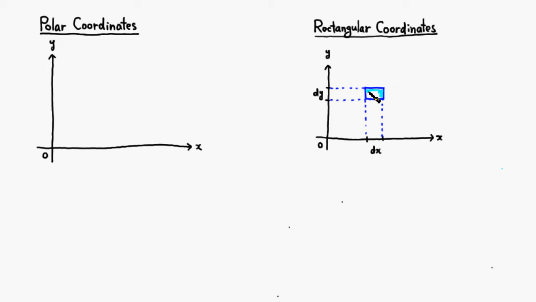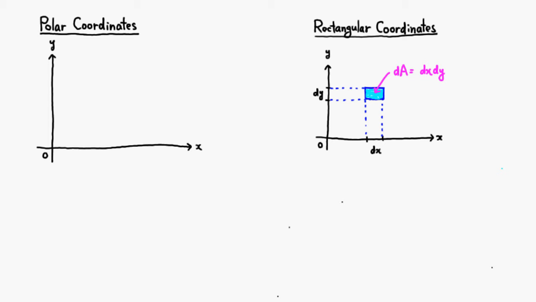Then we want to express the area of this small piece. Since it's a rectangular region, the area element for this is going to be simply base times height. So this is dx times dy. How about in the polar coordinate system?